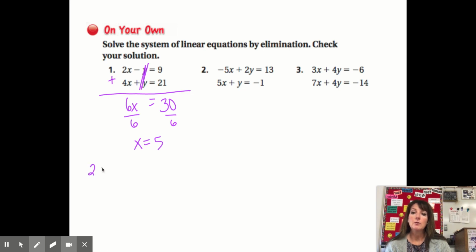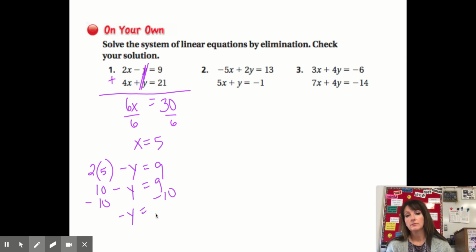So let's go to one of the equations, the first equation, substitute in that x, and it's minus y is equal to 9. I did a really good job of canceling that, didn't I? So we have 10 minus y is equal to 9. We'll subtract 10 from both sides, and then we'll get y is equal to 1. So we'll have 5 comma 1.